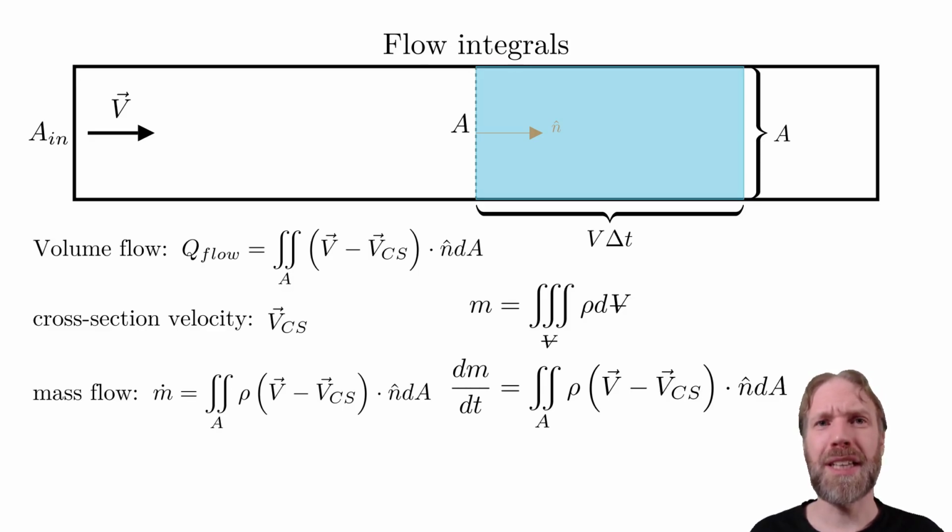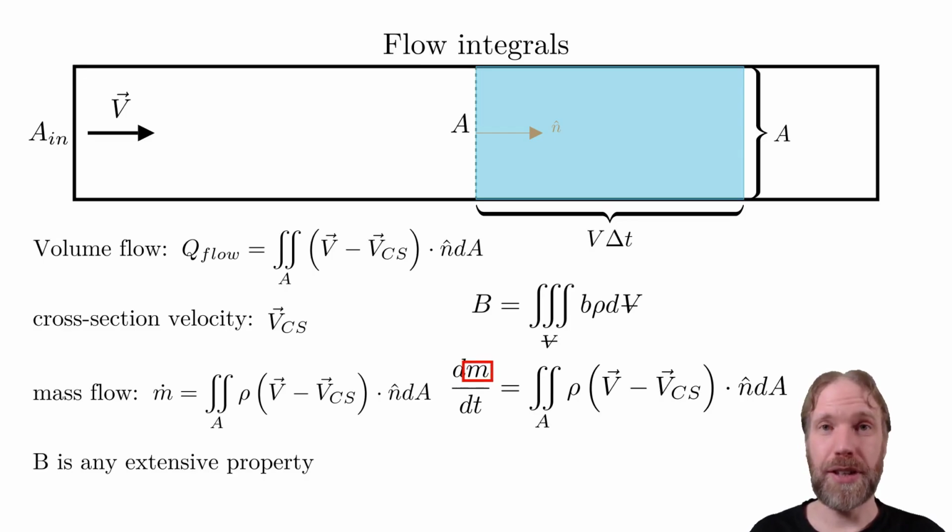All the other properties we can calculate in a similar way, by just multiplying the integrals with some normalized property. In fact, this will work basically the same for all extensive properties. If you are unfamiliar with the terminology, an extensive property is a property that varies linearly with the mass. Now, replace M with any extensive property B and let small b be that property per unit mass. And do the same for the flow integral.